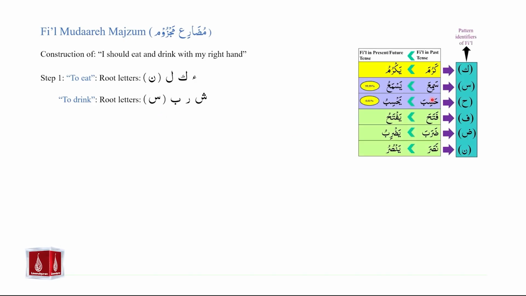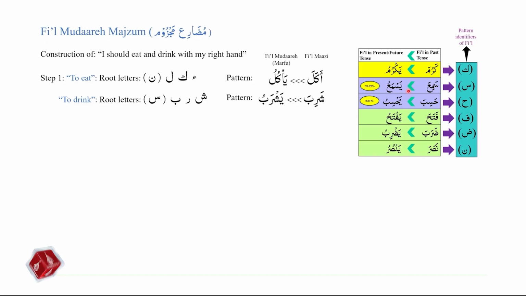Let us refer back to our table. The pattern identifier noon will give us fi'il mazi and fi'il mudare on the pattern of nasara, yansuru, respectively. And the pattern identifier of seen will give us fi'il mazi and fi'il mudare on the pattern of sami'a, yasma'u 99.99% of the time. So we have the following results. In fi'il mazi, we will have akala, and in fi'il mudare, we will have ya'kulu. Ya'kulu is fi'il mudare marfu.